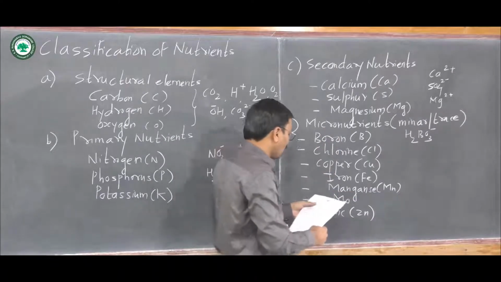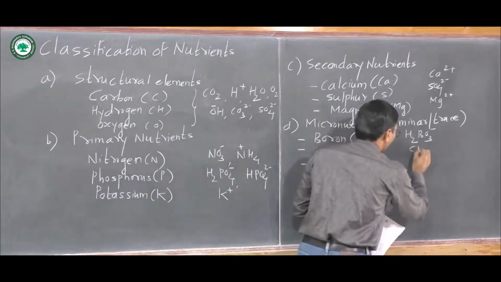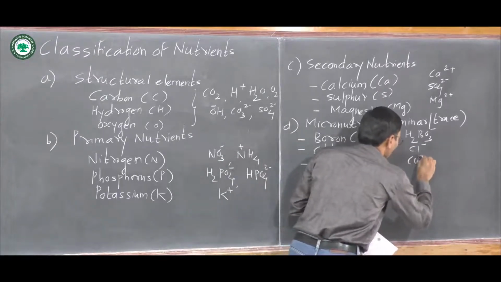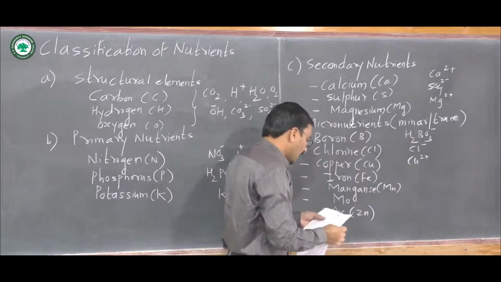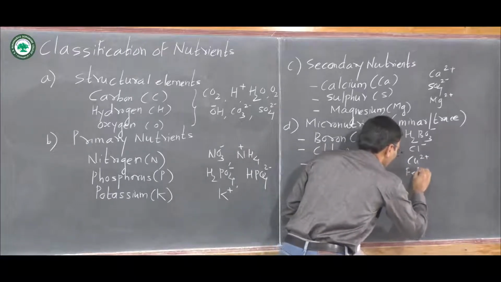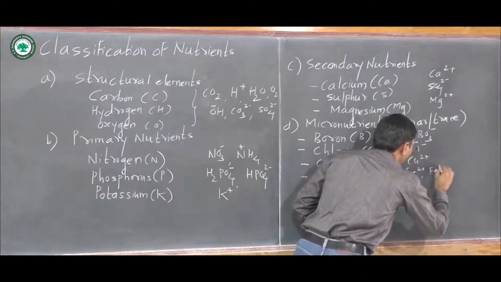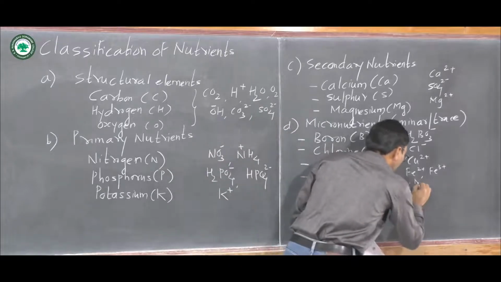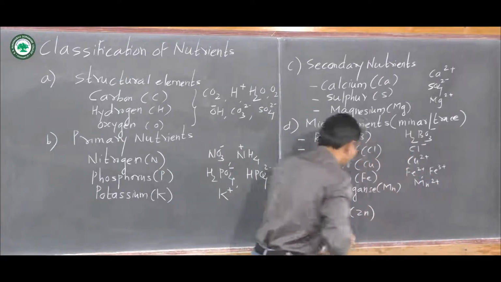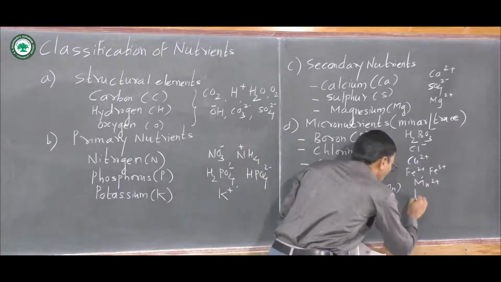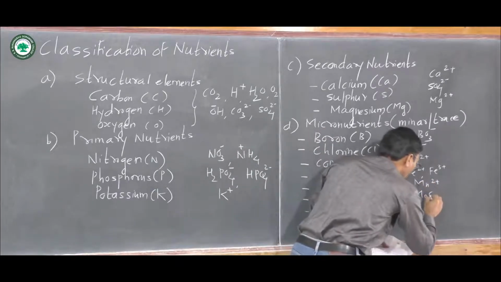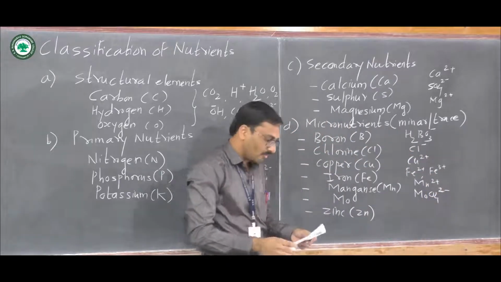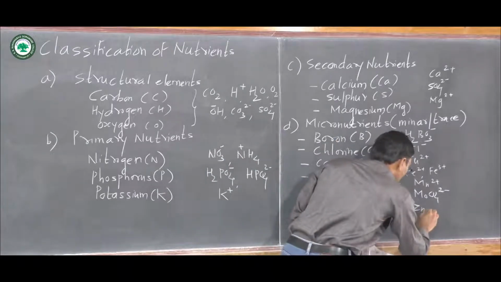Chlorine is absorbed by the plant in the form of Cl-, copper in the form of Cu2+, then iron in the form of Fe2+ as well as Fe3+, then manganese in the form of Mn2+, molybdenum in the form of MoO4 2-, and zinc in the form of Zn2+.